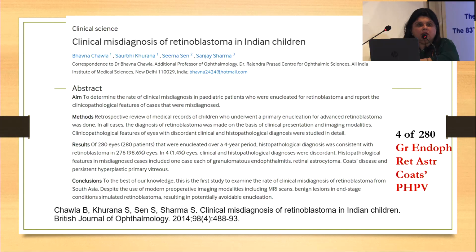But these were all very closely simulating lesions, and all the imaging that was done in these cases was suggestive of retinoblastoma. That's why we went ahead with enucleation. But the point is that yes, we can enucleate an eye which doesn't have a retinoblastoma, and later on histopathology, we get to know it was something else.